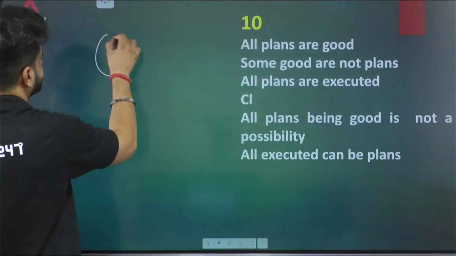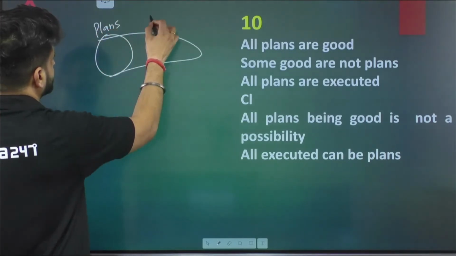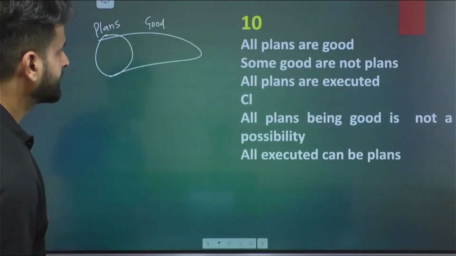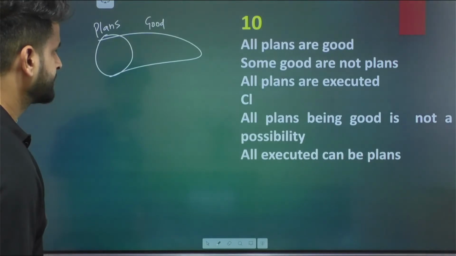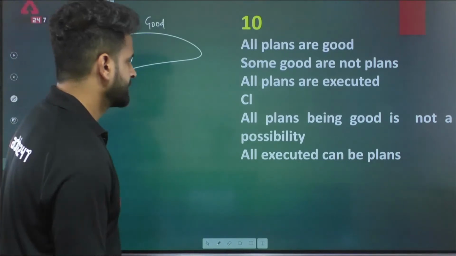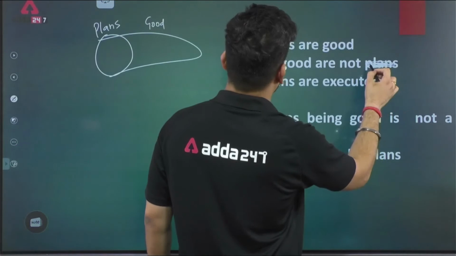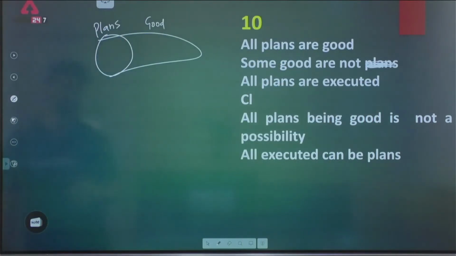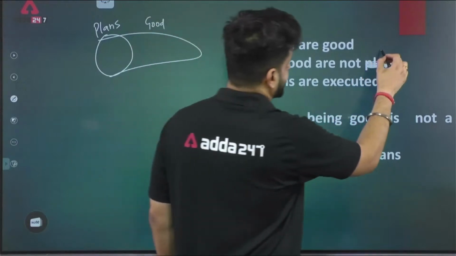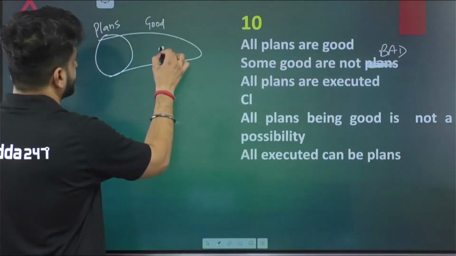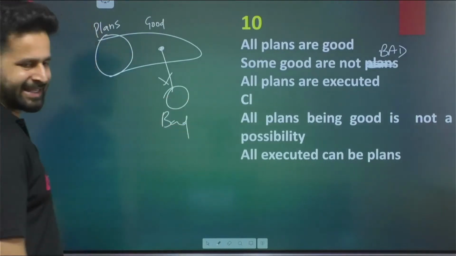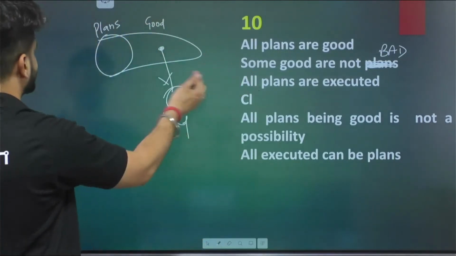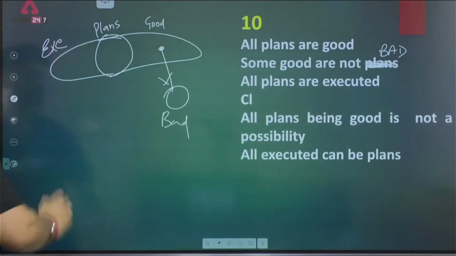All plans are good. Some good are not all plans. All right, good. Let's change this. All plans are good, some good are not bad. Let's change this. Right? So these much of goods are not bad. I think there is some typing error in this question. Anyway, all executed. I think, okay, all plans are executed. So all plans are executed. This is the Venn diagram.